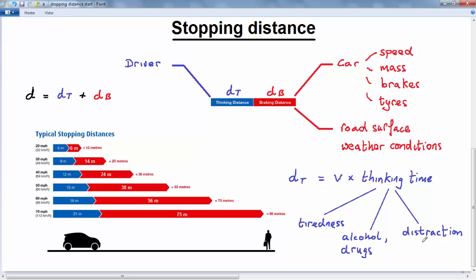So these things can cause distractions which can lengthen the thinking time, which will lengthen the thinking distance, and affect your ability to stop the car in the case of a sudden dangerous situation arising.